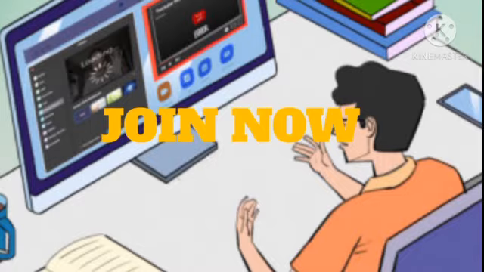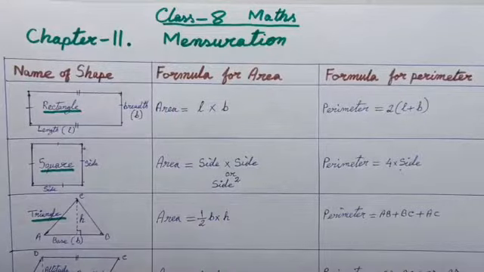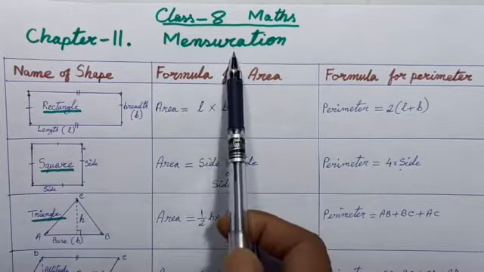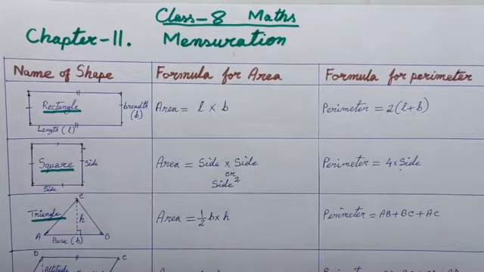In the last session, we finished chapter number 9, Algebraic Expressions and Identities. Chapter number 10, let's do afterwards. Today, let us learn chapter number 11, Mensuration. In this chapter, we are going to learn how to find area and perimeter of geometrical shapes like rectangle, square, triangle, and circle, etc.